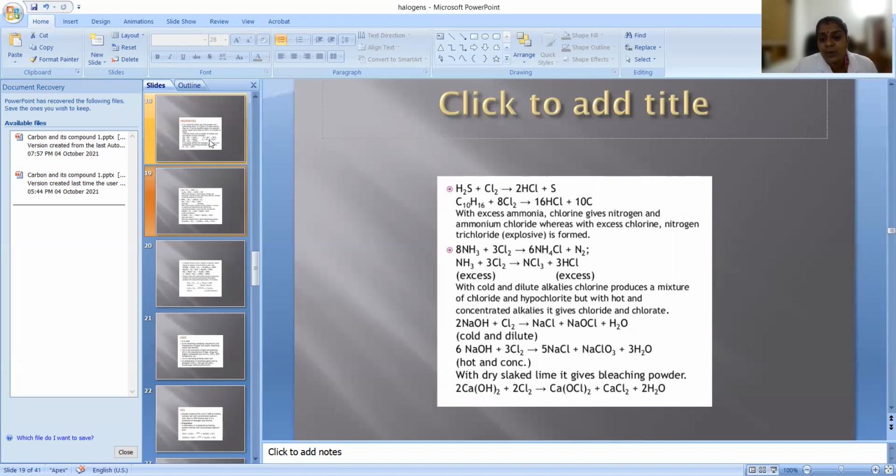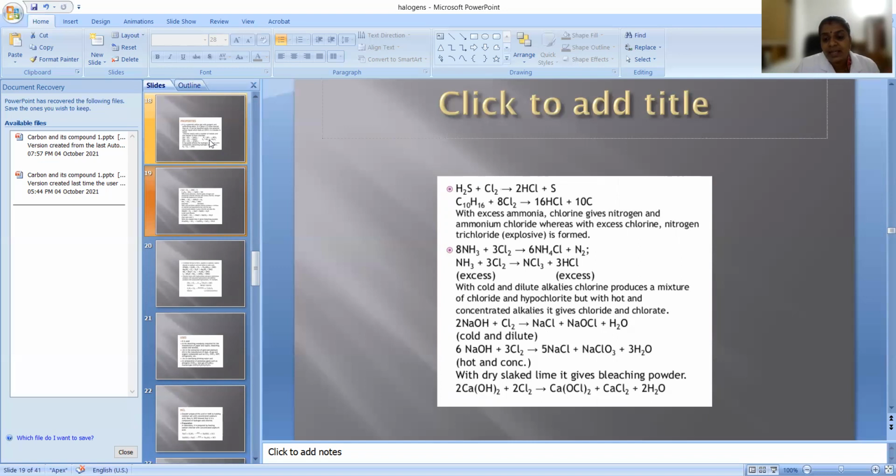With excess ammonia, chlorine gives nitrogen and ammonium chloride. Whereas with excess chlorine, nitrogen trichloride is formed. So when ammonia reacts with chlorine, in excess ammonia, we get ammonium chloride and nitrogen. If you are using excess chlorine, we will be getting NCl3, okay, which is explosive.